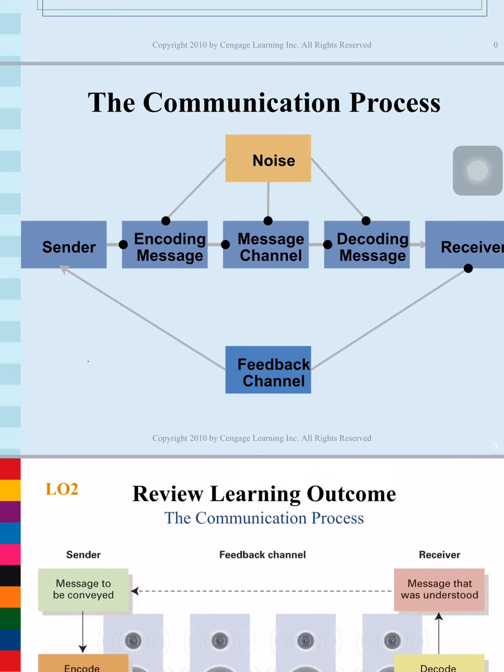And then, noise, and then decoding the message, which means the receiver will decode the message. Decoding is the interpretation of the message or the symbols sent by the sender through the channel. So the last is the receiver. Receiver is where the message is decoded. Receiver, which is the customer and so on.